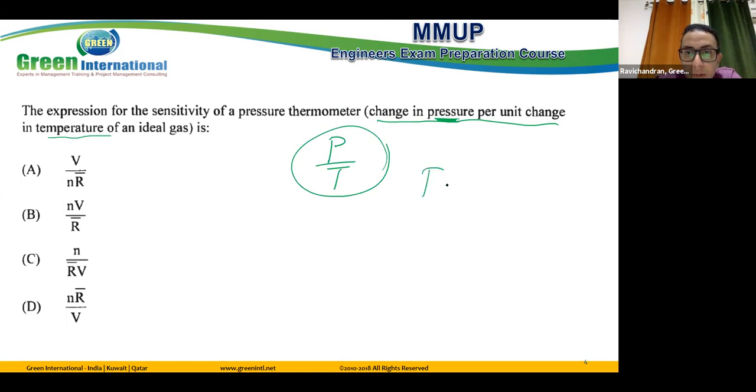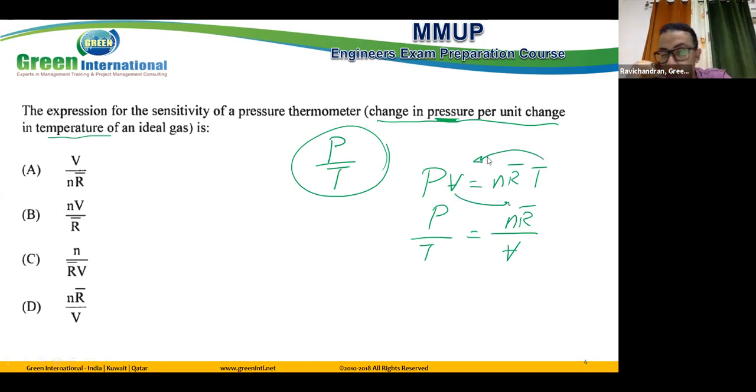So first write the equation PV equal nR bar T. So what do you want? P over T. So P over T equal nR bar over V. That's it. This on this side, this on this side. Finished. Any question? Clear? So the correct answer is D.